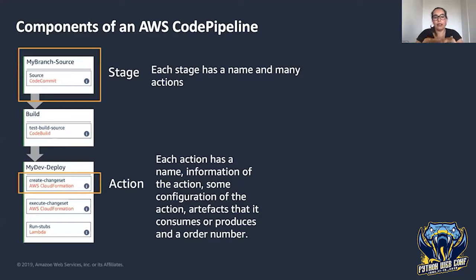And then it needs to have an order number. So in the case of the deployment stage, we have 1, 2, and 3. But if we have 1, 1, 1, it means that they will all run in parallel. In this case, it doesn't make sense because the first action consumes the second action's artifact. So it will be very hard.